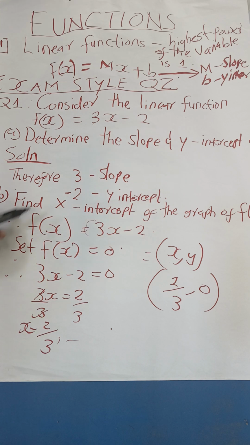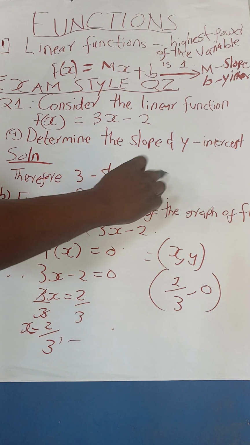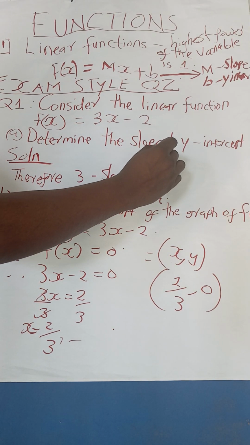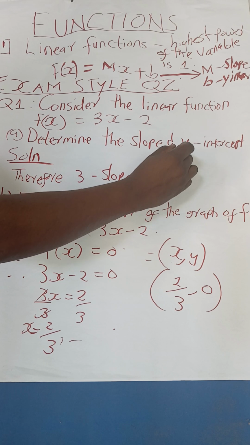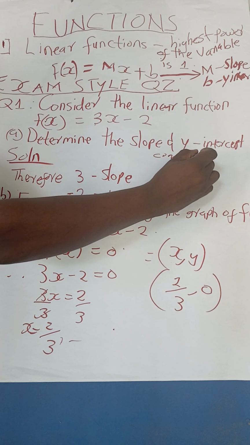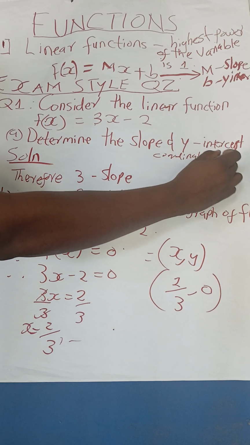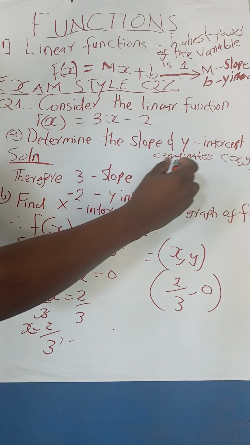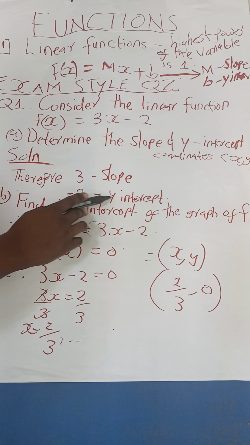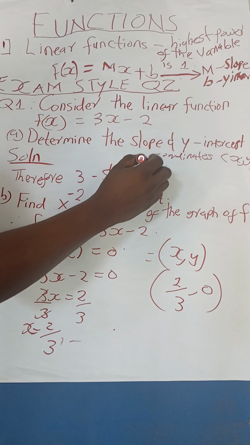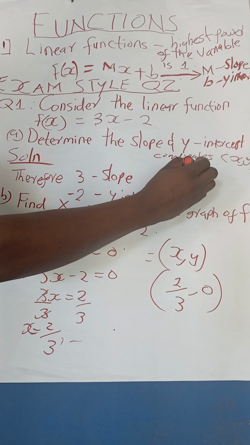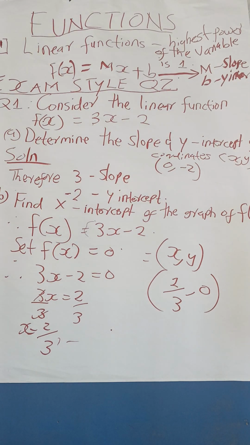So that will be our coordinates in case we go to the exam and want to draw the graph. Now, for the y-intercept, the coordinates are in the form of x, y, and we already have the y-intercept as -2, meaning the x will be 0, then -2. So we have the y-intercept coordinates and the x-intercept coordinates.